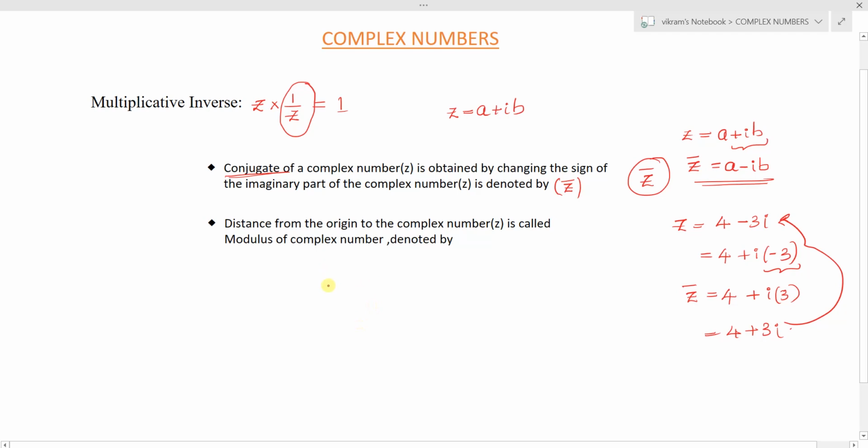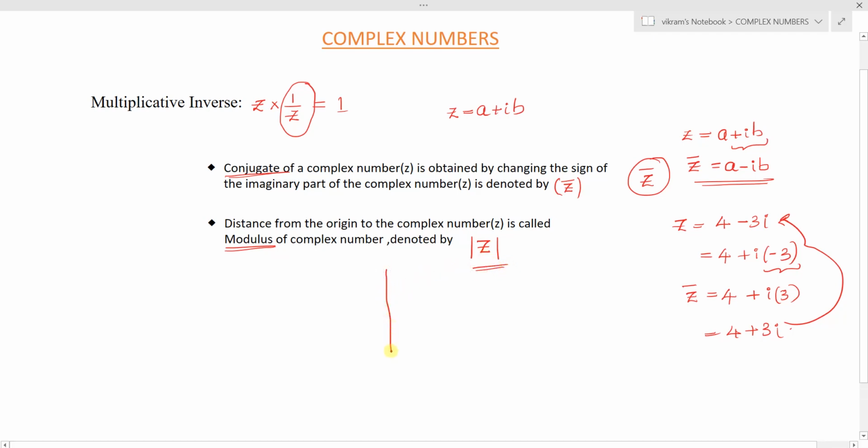Another one is the modulus of a complex number. The distance from the origin to the complex number is called the modulus of the complex number, and it is denoted by mod z.